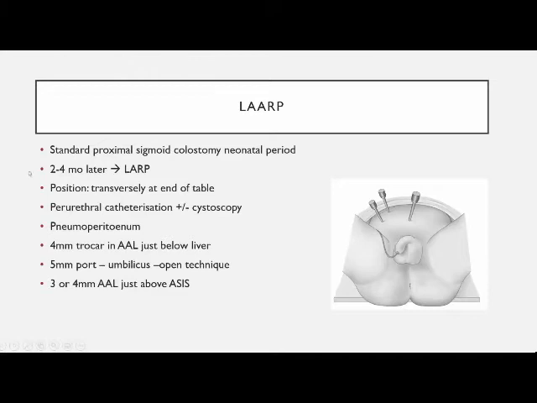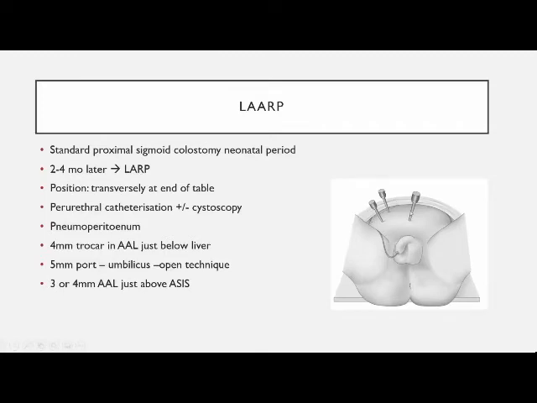which is describing following standard proximal sigmoid colostomy done in the neonatal period. About 2 to 4 months later, lap can be planned. Position: transverse. The child is placed transversely at the end of the table. Perurethral catheterization with or without the aid of cystoscopy is done. Pneumoperitoneum is created. The trocar placement is as shown here.